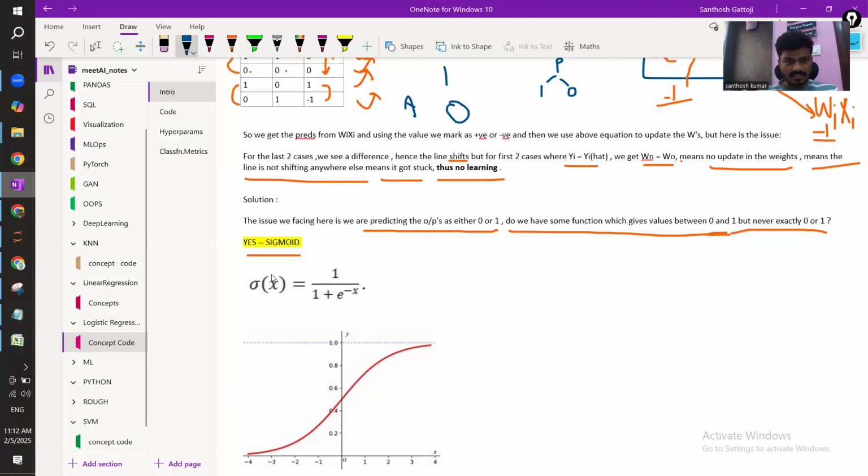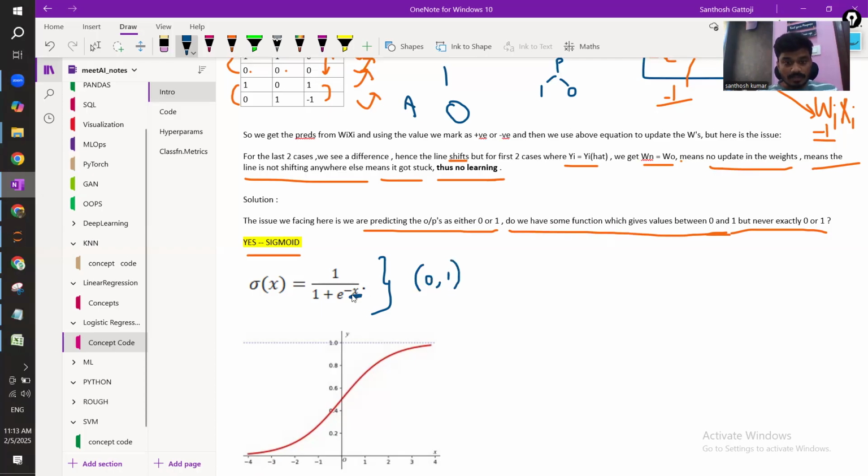Initially, the sigmoid function is 1 by 1 plus e to the power of minus x. That means whatever value you give here, let's say 0, it will solve and give some number. And no matter whatever x you give, if you solve this 1 by 1 plus e to the power of minus x, this value will always be between 0 and 1. That is the meaning of this.